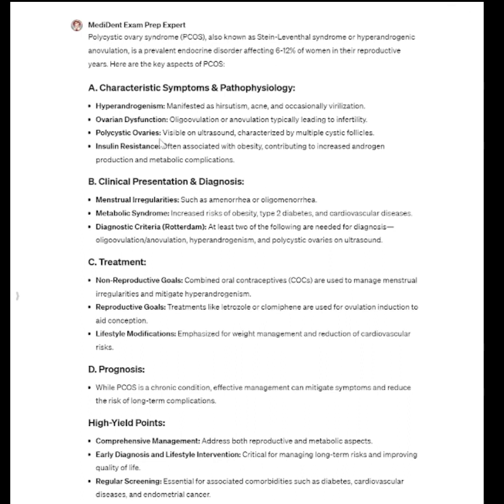B. Clinical presentation and diagnosis. Menstrual irregularities, such as amenorrhea or oligomenorrhea. Metabolic syndrome, increased risks of obesity, type 2 diabetes, and cardiovascular diseases. Diagnostic criteria, Rotterdam. At least 2 of the following are needed for diagnosis: oligoovulation, anovulation, hyperandrogenism, and polycystic ovaries on ultrasound.